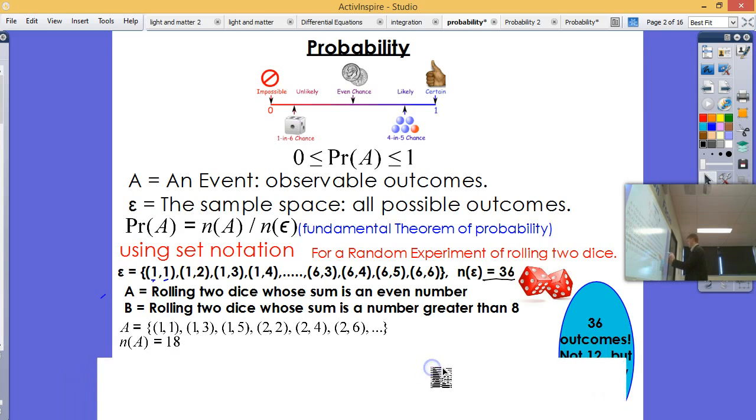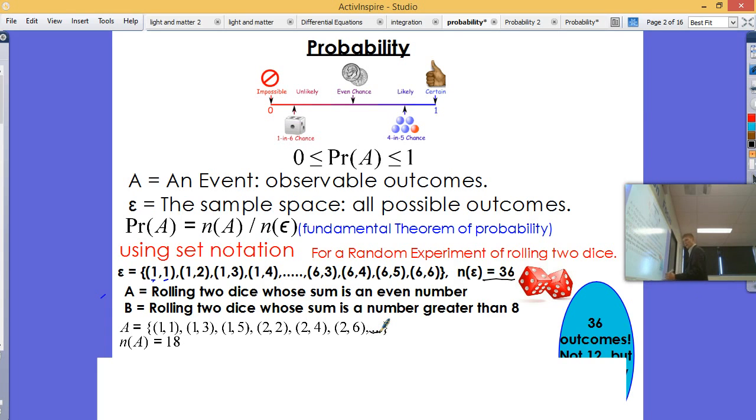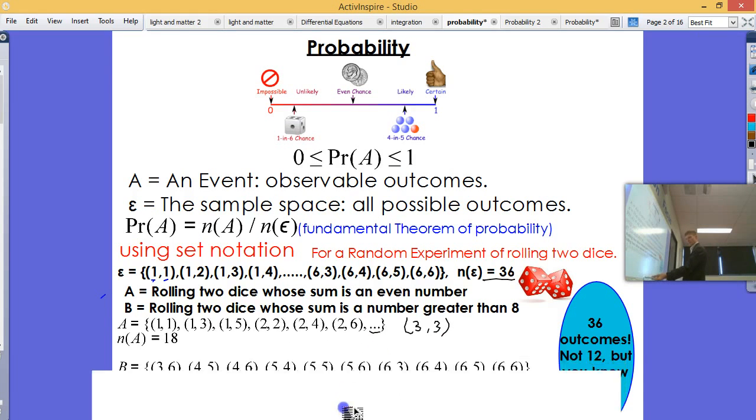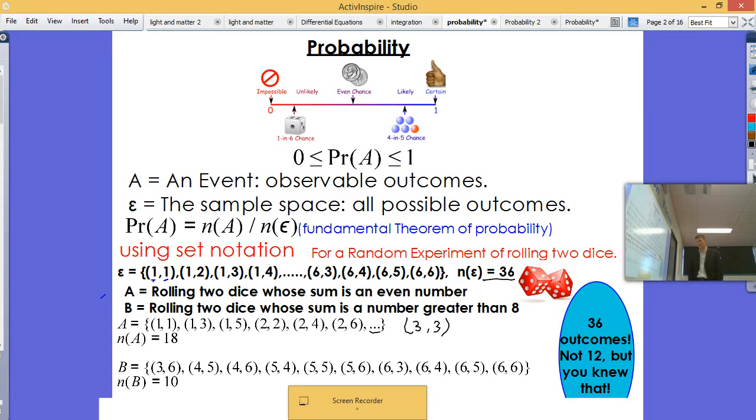Now, let's look at all the outcomes in A. There they are. We get 18 of them all together. We keep writing them. Another one could be where the sum is even. I could have a 3 with a 3. Both 3s, and 3 plus 3 is 6, which is an even number. And now what about the number of outcomes in event B? I'm going to have 10 in total, and there they all are, listed as ordered pairs.